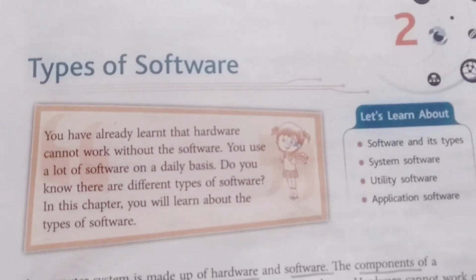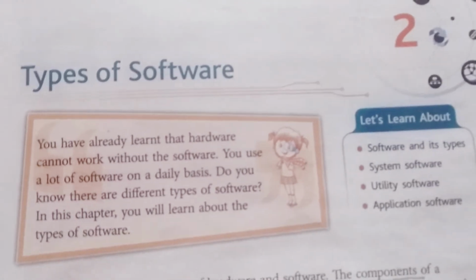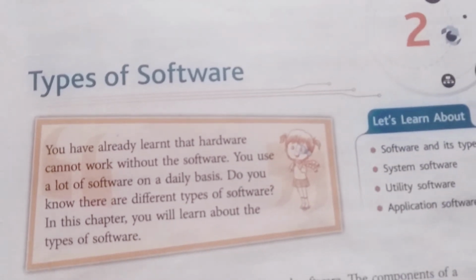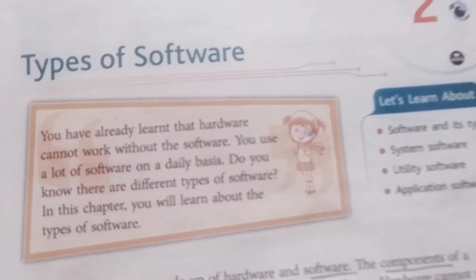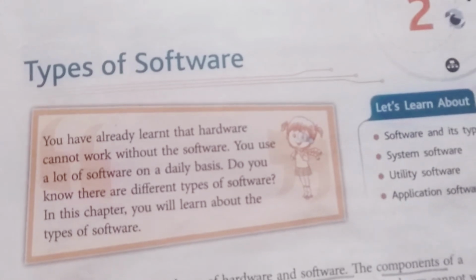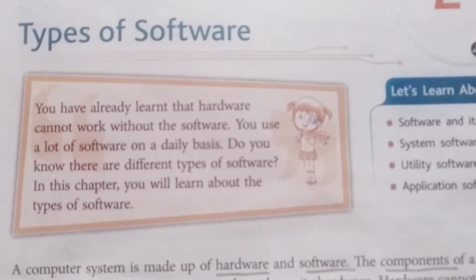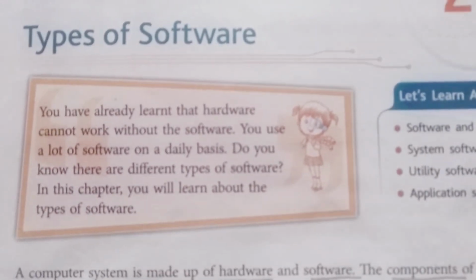Good morning, students. Today we will learn about types of software. Our chapter is the second chapter. Here we will learn about different types of software. You know that a computer system is made up of hardware and software. You know about hardware and software. What is hardware and what is software?